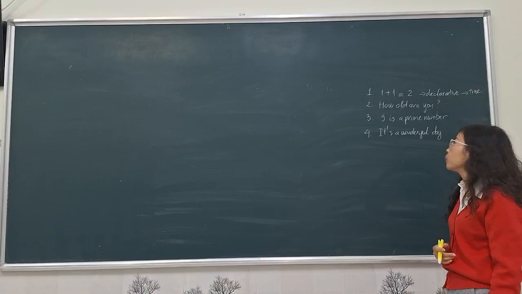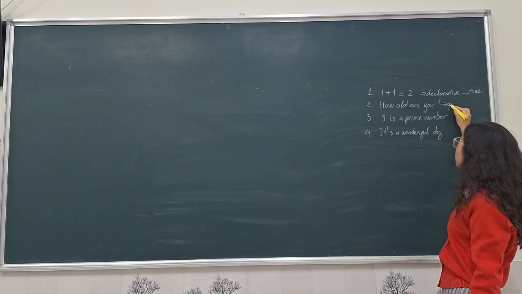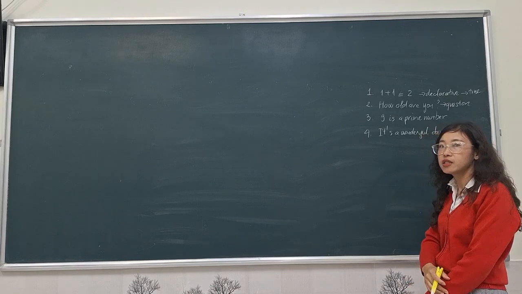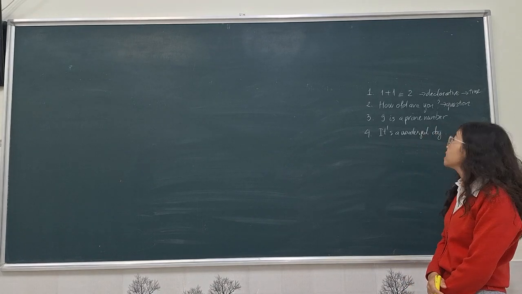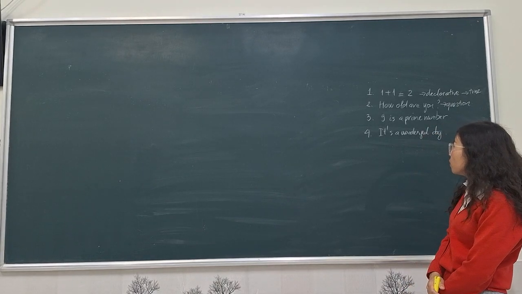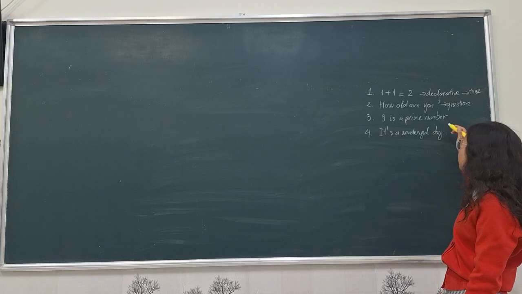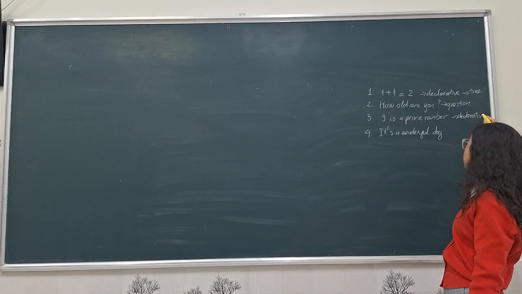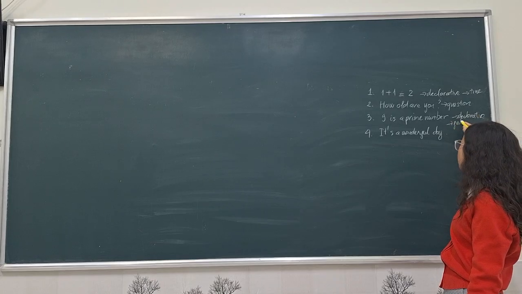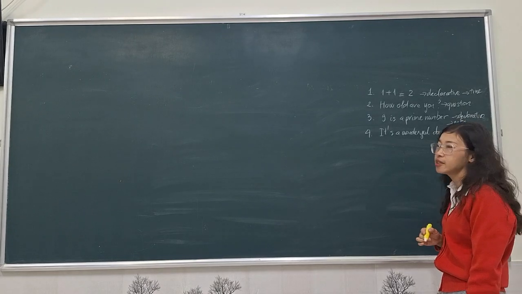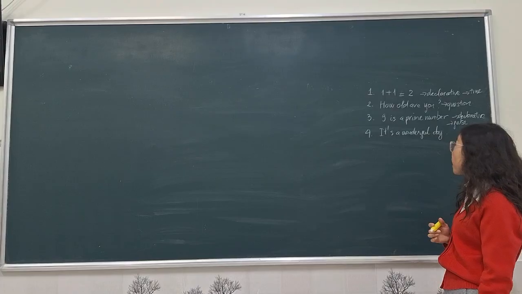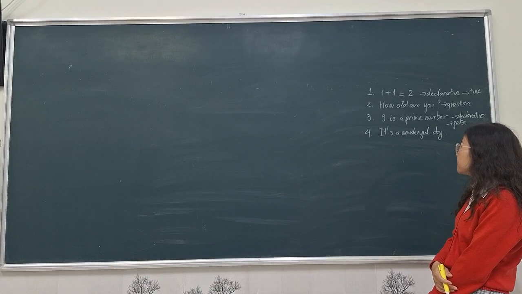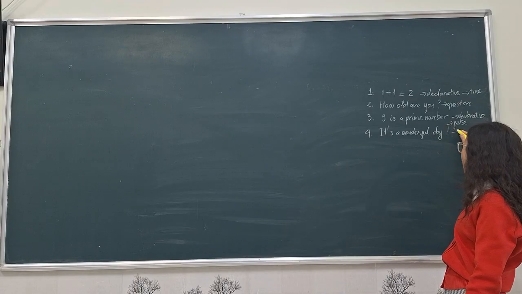Sentence 2 is a question, so we cannot determine the 2 values of this question. Next, 9 is a prime number is a declarative sentence, and it's false. Yes, 9 is a composite number, not a prime number. And the last one, it is a wonderful day, is a comment.